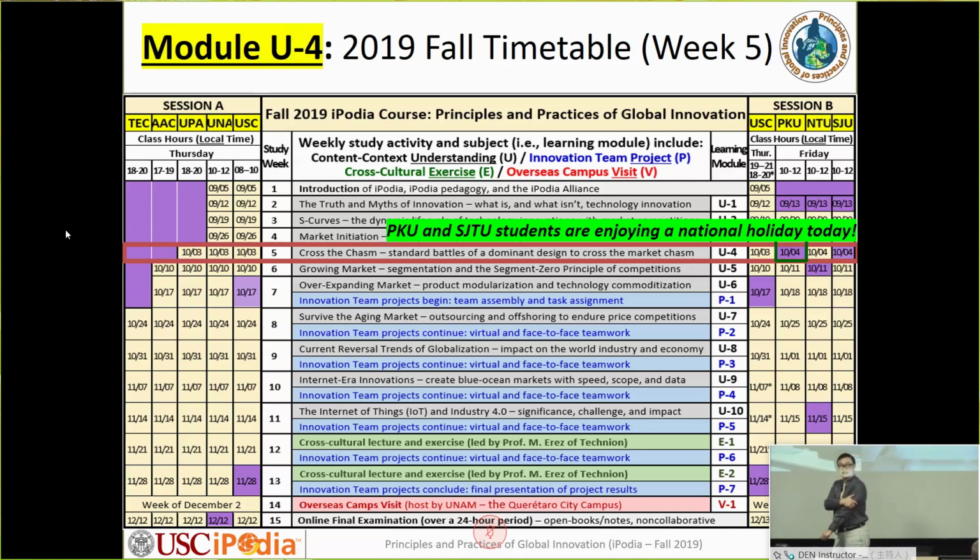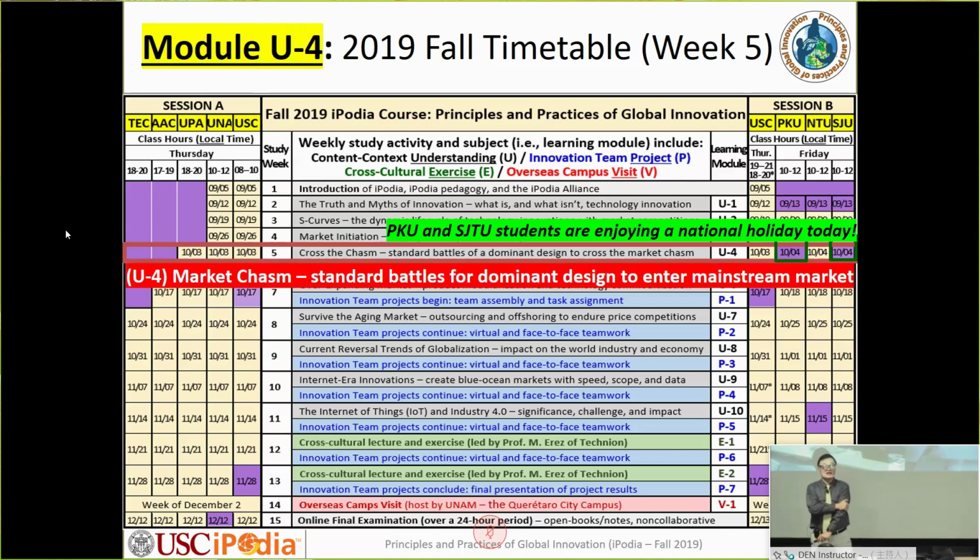So today we are going to talk about Module 4. And if you are familiar with this learning cycle, you should know this is now at the end of Module 4. We are going to have a summary of the module. In this module, we specifically talk about the concept called the market chasm. This is the gap between the early market and the mainstream market. So unless you're able to cross this chasm, you will not be able to survive into the mainstream market.